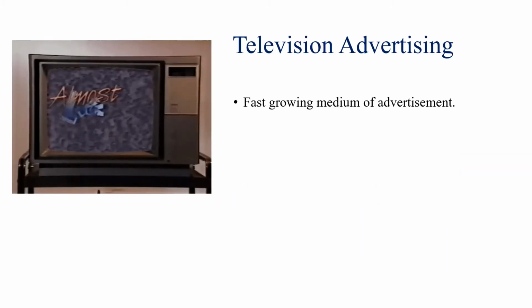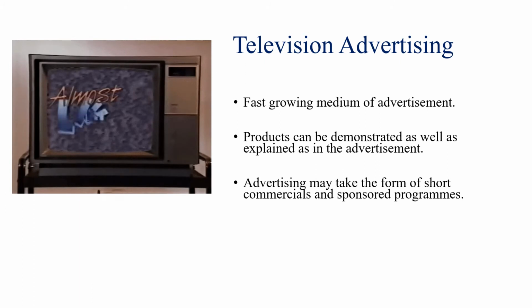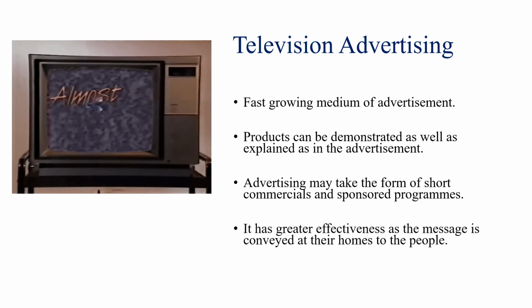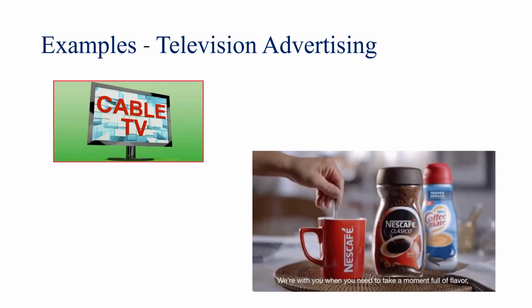Television advertising. Television is the fast-growing medium of advertisement due to huge expansion of electronic media and cable network. It makes its appeal through both the eye and the ear. Products can be demonstrated as well as explained in the advertisement. Advertising may take the form of short commercials. Television advertising has greater effectiveness as the message is conveyed to people at their homes. TV advertising can be a very costly medium of advertisement. Therefore, it can be made use of by only well-established companies. Examples of television advertising are free-to-air channels and cable TV.